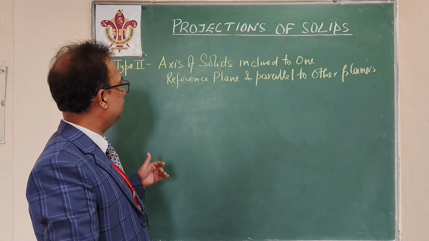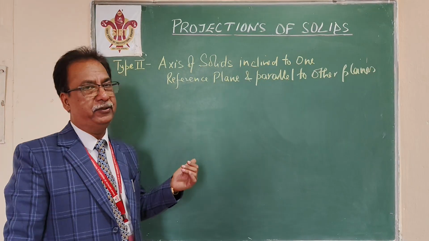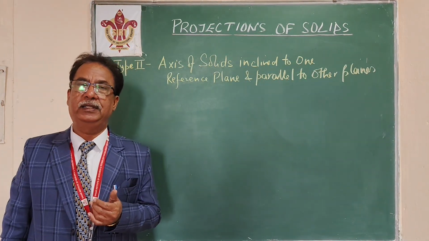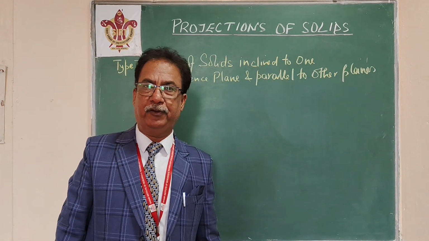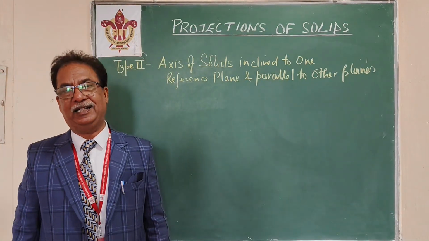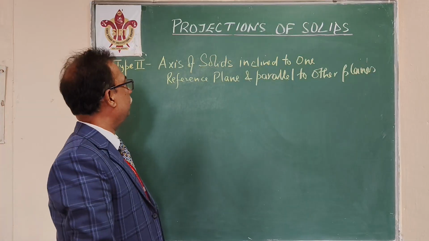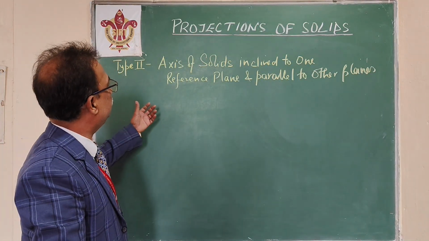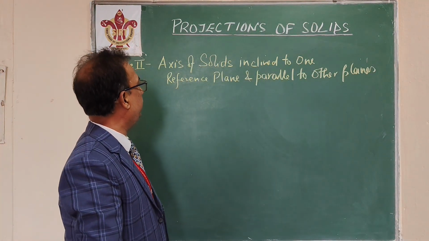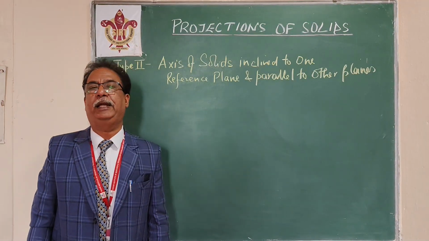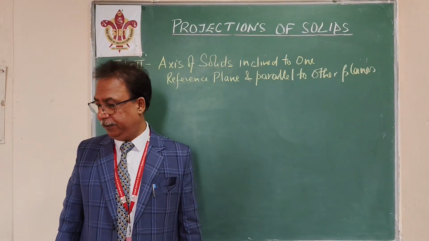In the last two cases, that is the simple position of a solid, I discussed when the axis will be perpendicular to one of the reference planes, and the second case when the axis will be parallel to both. Now I am going to discuss a solid's position when the axis of the solid will be inclined to one reference plane and parallel to the other plane.